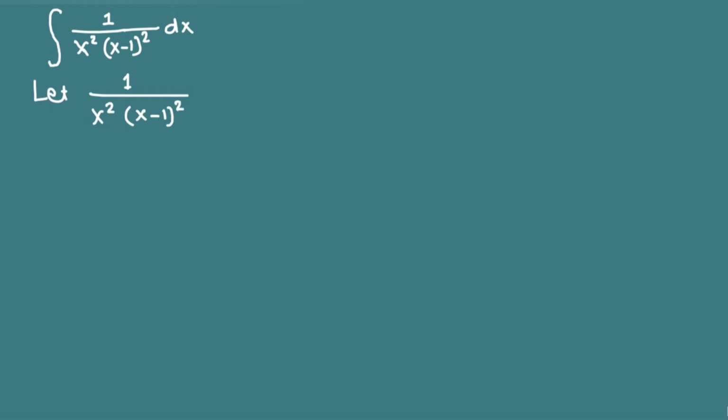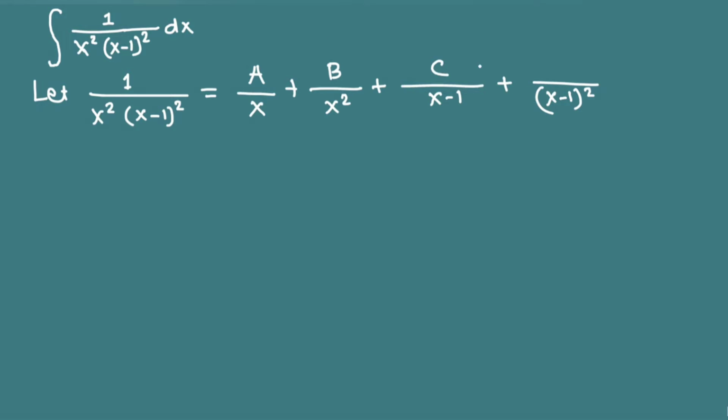x minus 1 square, repeated, equals x square, so we have to write x and x square. Since this is a linear factor, we will have just a constant a, and in this case another constant b. Same thing here, x minus 1 and x minus 1 quantity square, with c and d, and we will determine a, b, c, d. Once we find a, b, c, d, then the integral becomes the integral of the first fraction plus the integral of the second fraction, and so on.